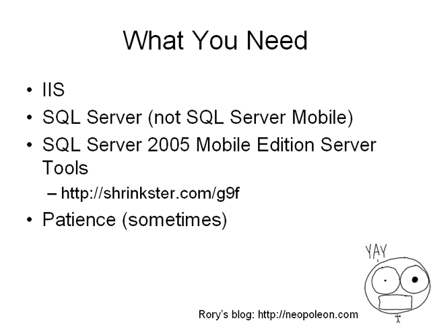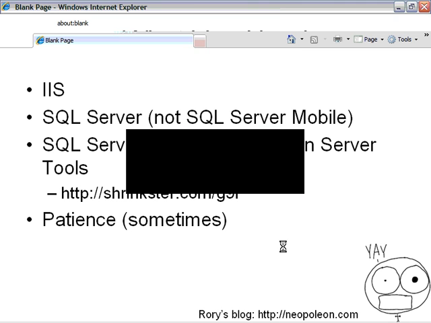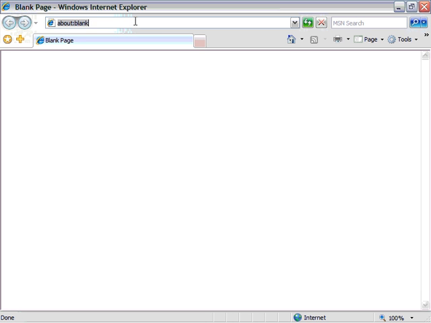And I happen to know this from experience. So there you go. And with all that said, we are going to get started. So I'll show you where we go to actually download the tool that I was talking about. So it's shrinkster.com/g9f. So I'll bring up Internet Explorer here.